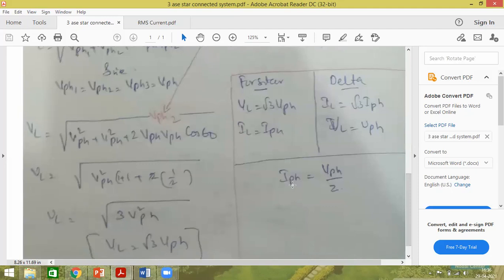First, in any problem, we have to find the phase voltage. And what is the formula for phase current? One more formula: phase current equals phase voltage by impedance. If I'm having only resistors, I'll write the resistor. With this knowledge, we move to the problems of the star connected system.